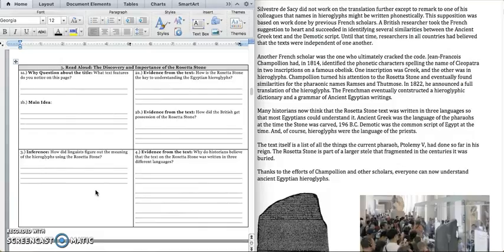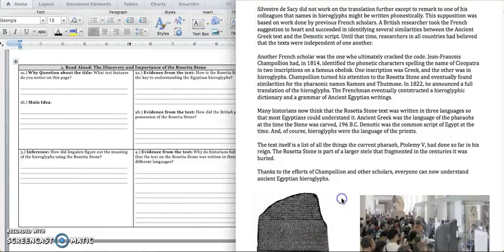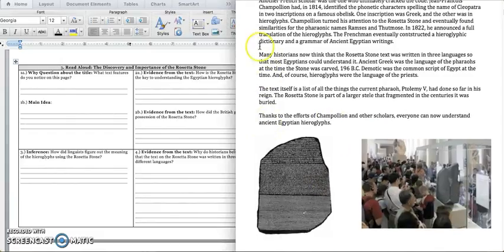You want to know, why do historians believe that the text on the Rosetta Stone was written in 3 different languages? Let's keep reading. Many historians now think that the Rosetta Stone text was written in 3 languages so most Egyptians could understand it. Ancient Greek was the language of the pharaohs, and at the time the stone was carved, 196 BC, Demotic was the common script of Egypt at the time. And of course, hieroglyphs was the language of the priests.